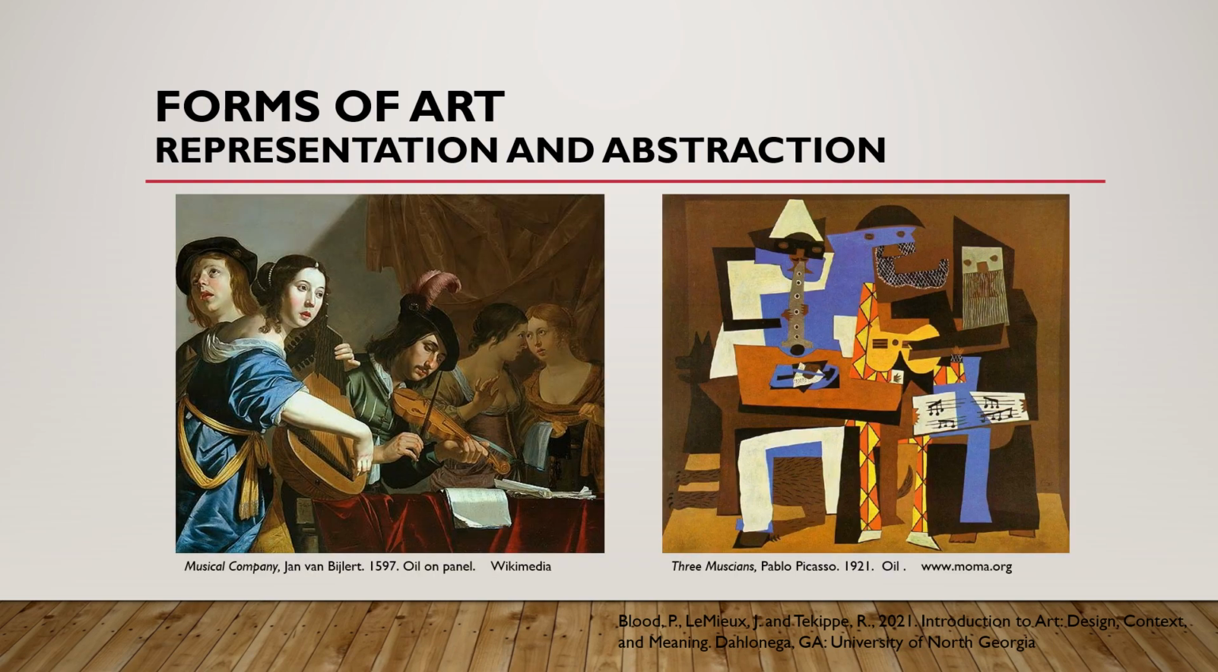Here again, we have the very same subject matter, just depicted in two different ways. The one on the left, Masked Company, is very realistic, so that would be representational art. On the right-hand side is Picasso's Portrait of Three Musicians. It is abstracted. We can still tell what it is, but it's just not in a realistic manner exactly how we would see it if we saw it for real.